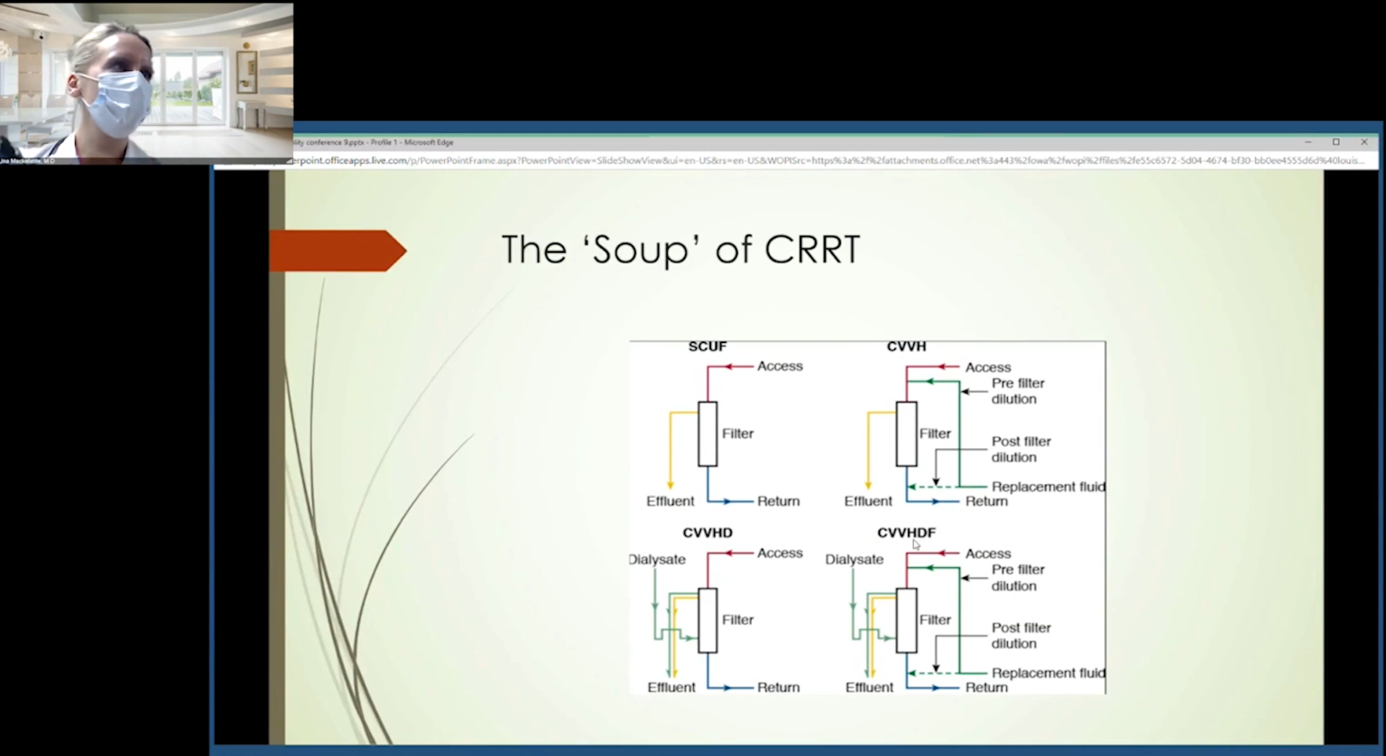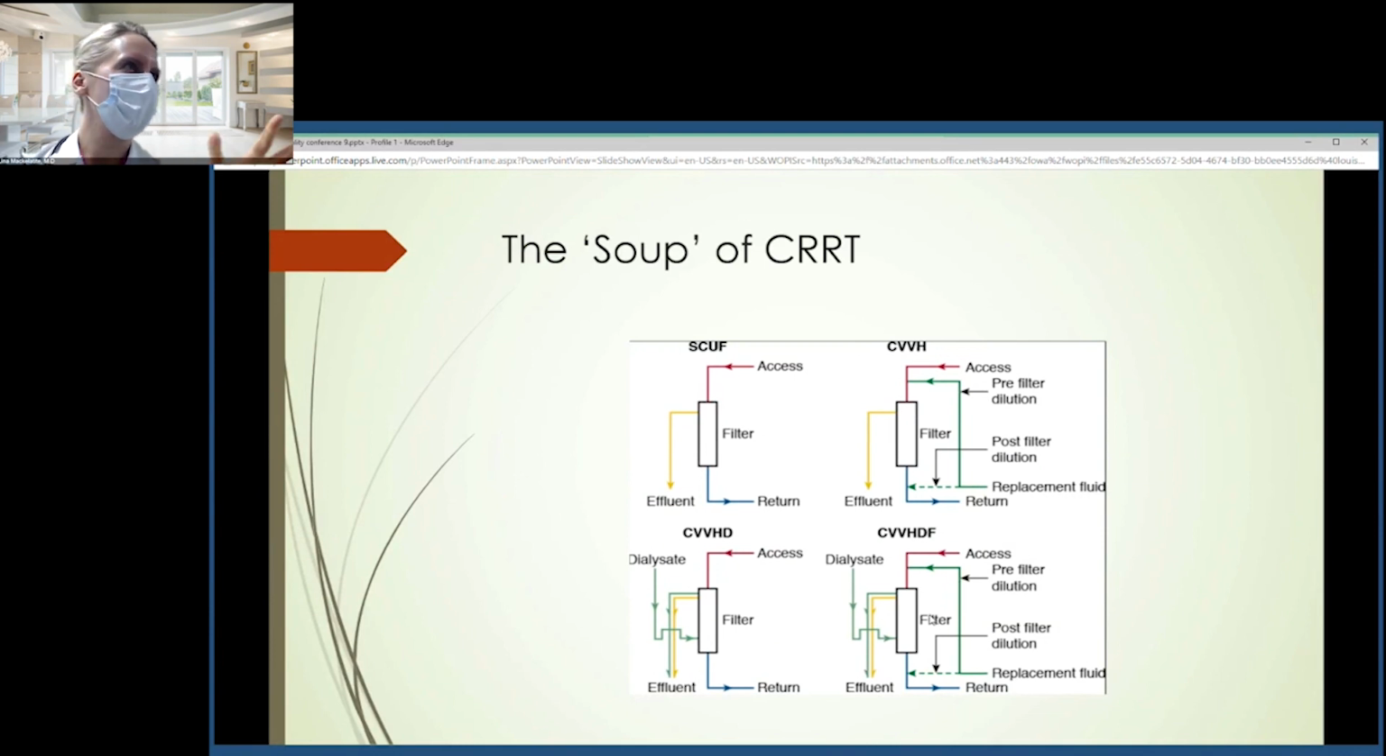Now CVVHDF is continuous venous hemodiafiltration, long word, and it basically combines both. So you're doing both convection and diffusion. You're giving replacement fluid and you're doing dialysate. At Jewish Hospital with a machine, you can do whatever you want. You can divide it however you want.